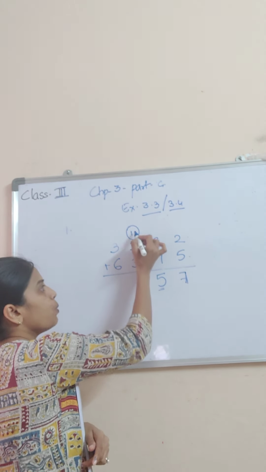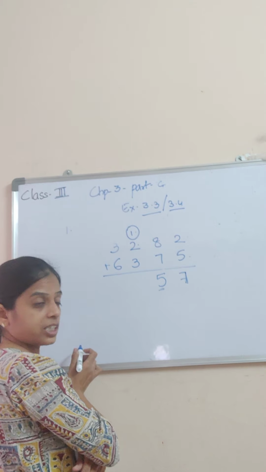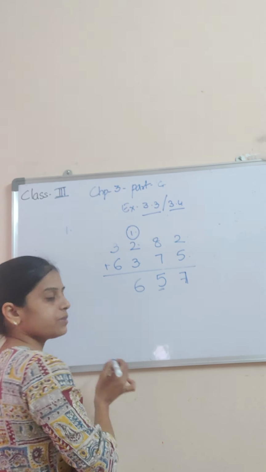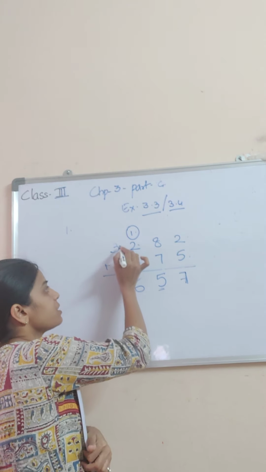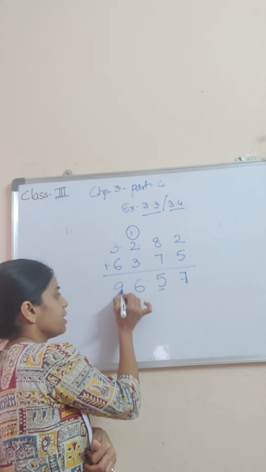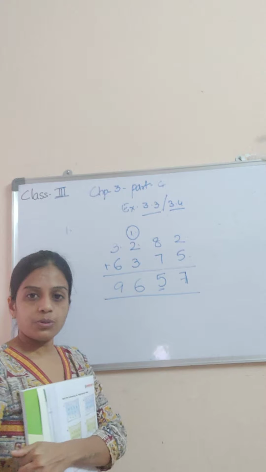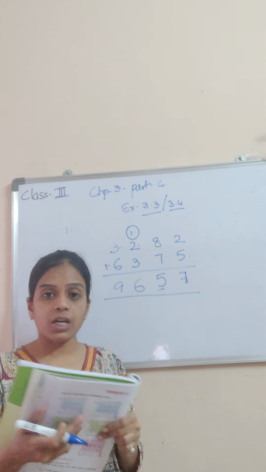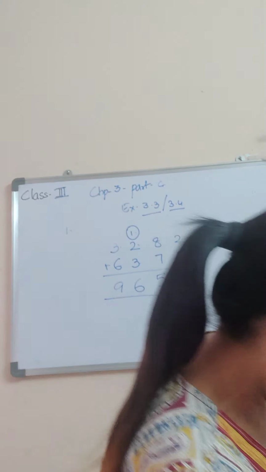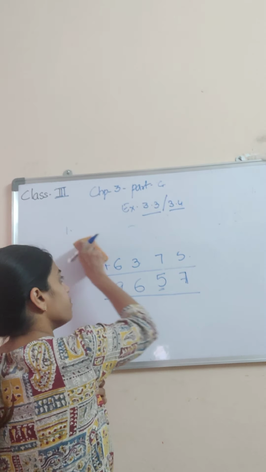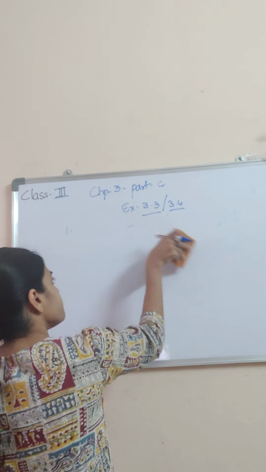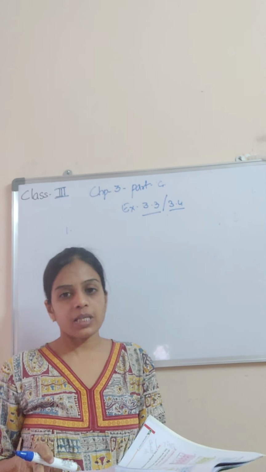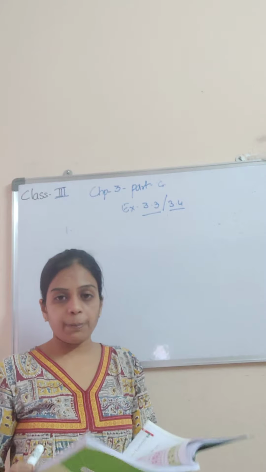Now, 1 and 2 is 3. 3 and 3 is 6. So write down here 6. Now 3 and 6 is 9. Okay. I am doing it in a simple way because we already have learned how to add the numbers. Now let us do one sum from exercise 3.4. Don't worry children. This is just an example. The sums I will solve and submit to you.